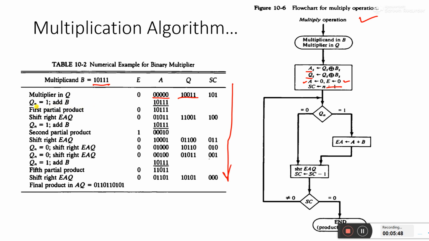We will check for Qn. Now we are checking here for Qn. If my Qn is 0, then I just need to shift right my EAQ register, and I am decrementing the sequence counter by 1. So if my sequence counter is 5, then it will become 4. Okay, now let's see how it is working actually.